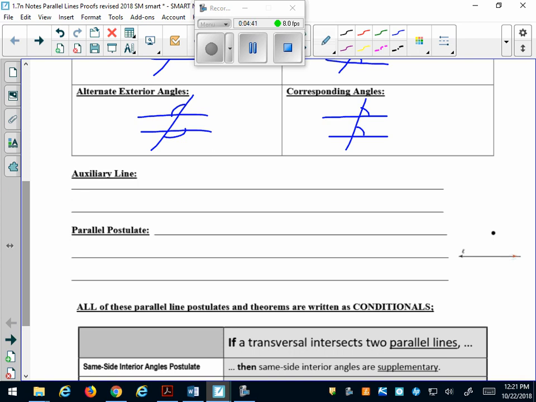Okay, an auxiliary line. This might be a new one to you. Auxiliary line. Have you heard the word auxiliary in English anywhere, ever? Auxiliary, what's it mean? You've heard it, but you're not sure what it means. Anybody ever use an aux cord? You know that stands for auxiliary cord? What's that aux cord do for you?